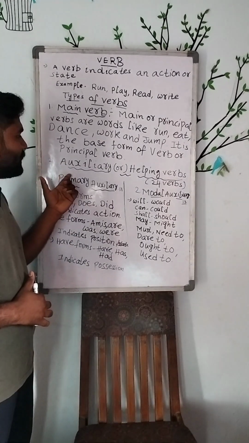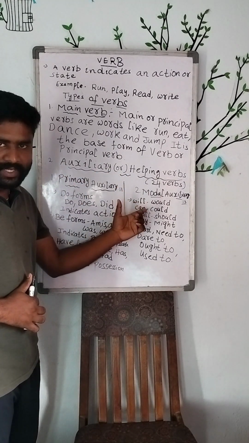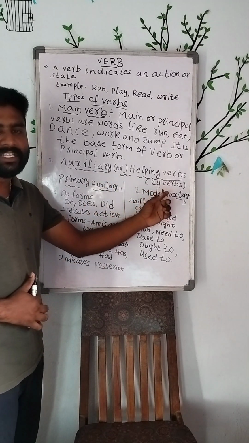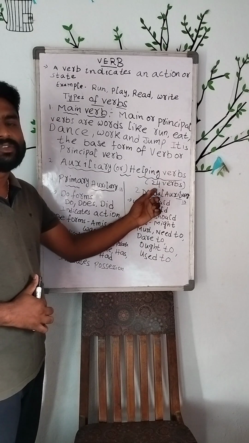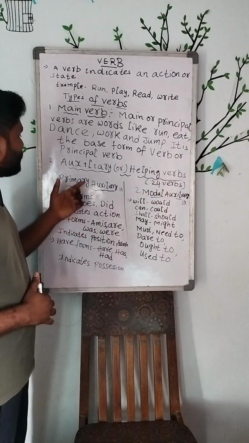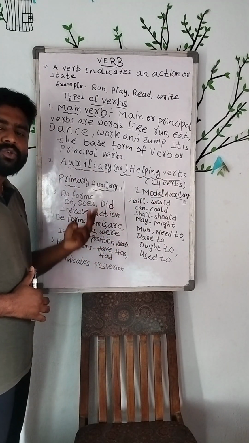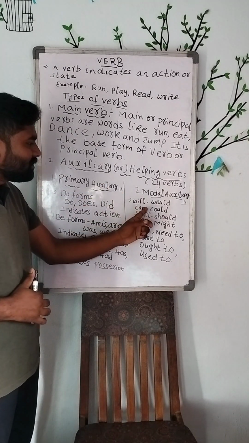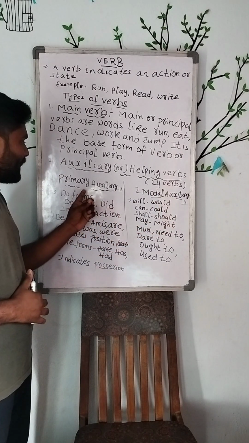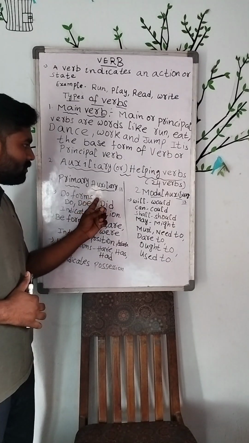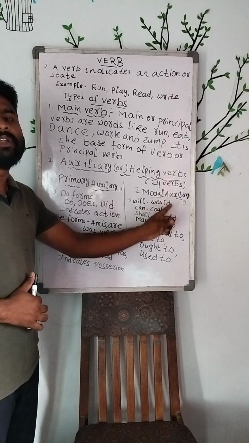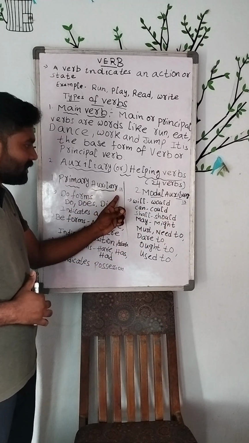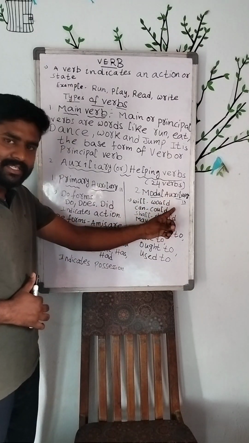What is the second one? Auxiliary verb or a helping verb. We have 24 auxiliary verbs, also known as helping verbs. Auxiliary verbs are also divided into two types. The first one is primary auxiliaries, also known as primary helping verbs, and the second one is modal auxiliaries. Primary auxiliaries are 11 and modal auxiliaries are 13.